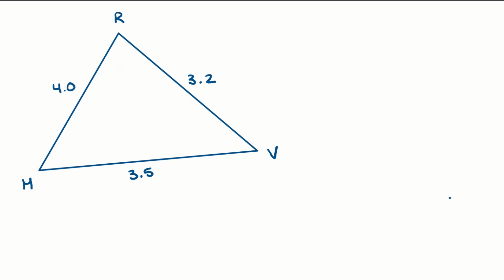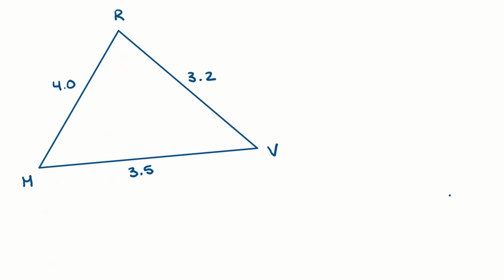In this question we have triangle MRV and we have three sides but no angles. If we have three sides, in order to find an angle, we're going to have to use cosine law. So that's our first step. We are going to use cosine law to find an angle. And it doesn't matter which angle we choose to find. I'm going to choose to find angle M.